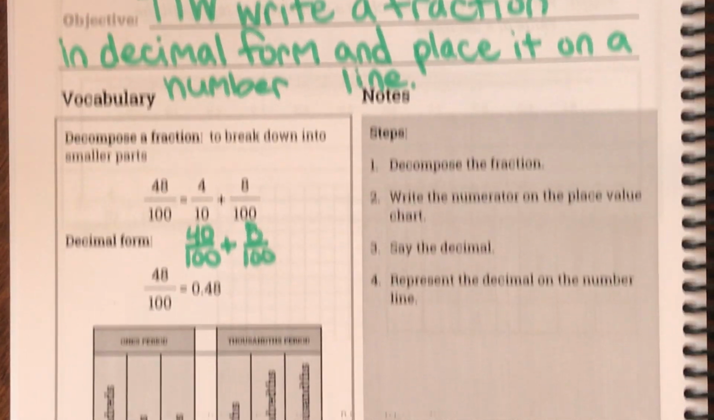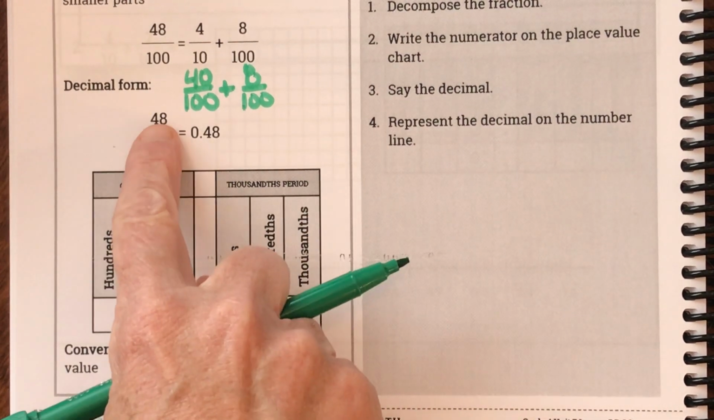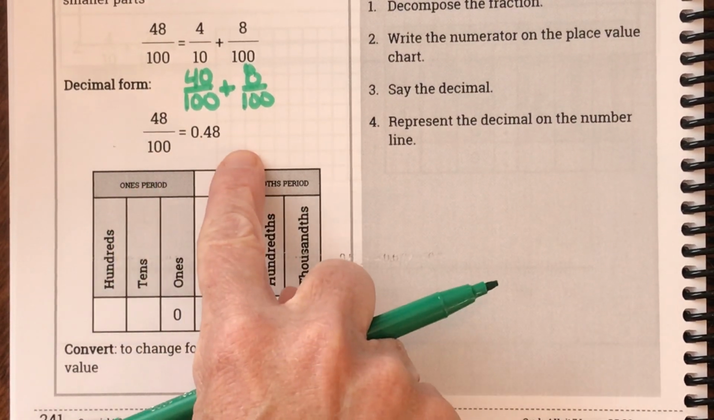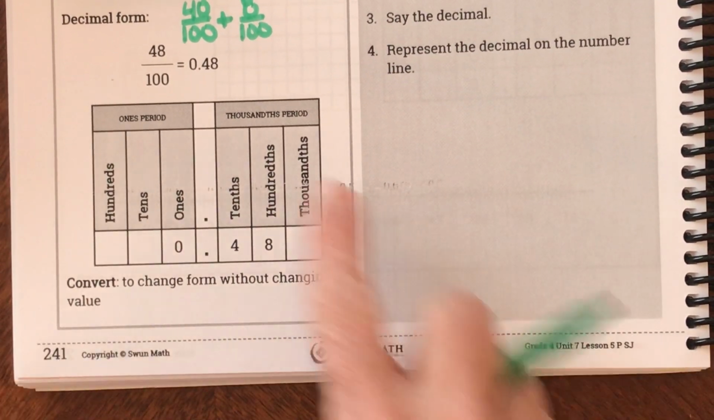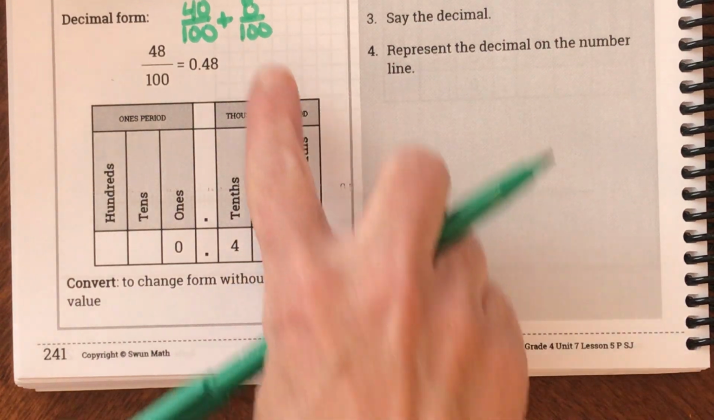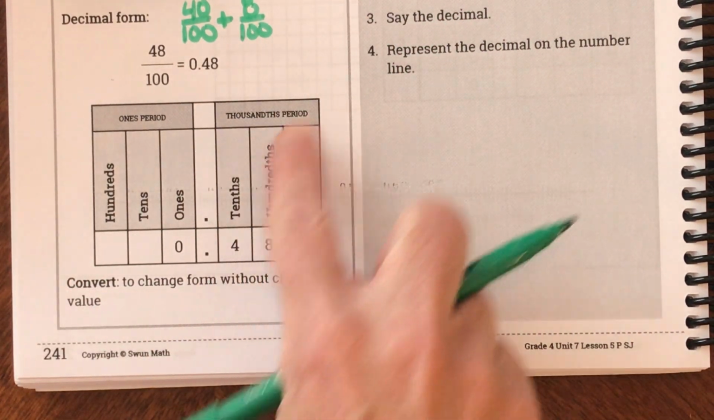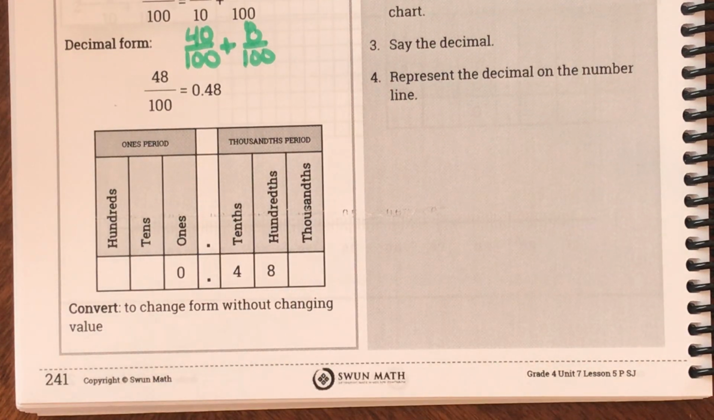So there's a lot going on there with equivalencies. Okay, then they remind us that we can have an equivalent fraction in decimal. So this is 48 hundredths and this is 48 hundredths. And then they show us what 48 hundredths looks like in a place value chart. So the 4 tenths goes there and then the 8 hundredths goes here. And convert means to change form without changing value.